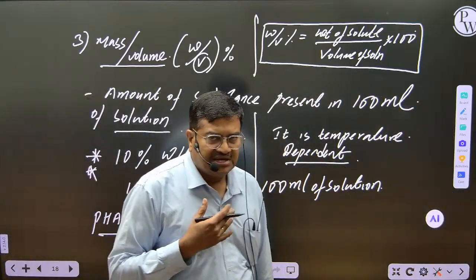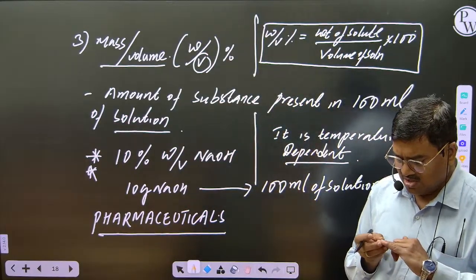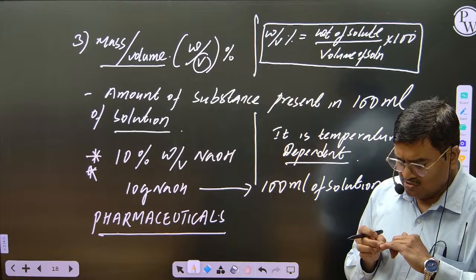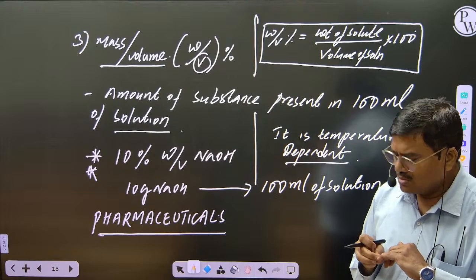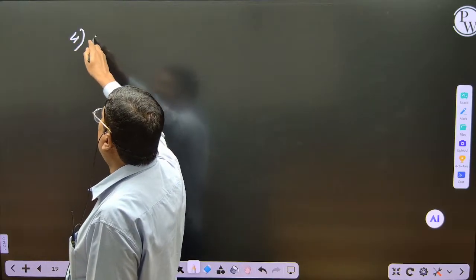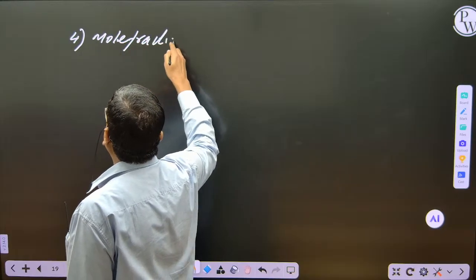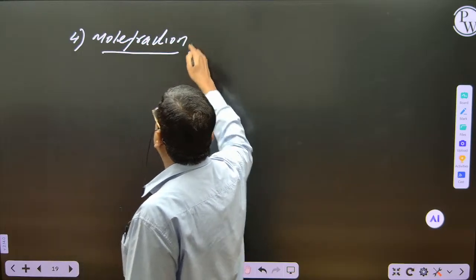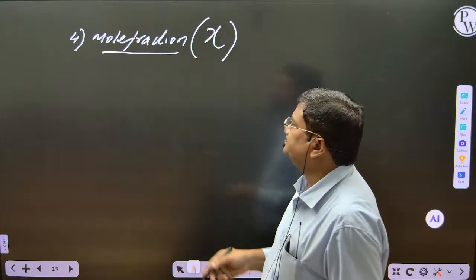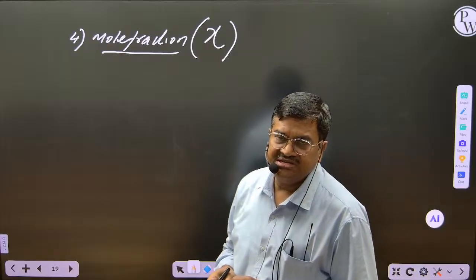Now we go for the next concentration. What is the next we are having? Mole fraction. This is important, right? Heading: mole fraction. Right, fourth concentration, mole fraction. Mole fraction is shown with the symbol chi. You know the symbol we represent like this. This is called chi. Now, have you heard of this mole fraction in first year? I think so. You learned this.